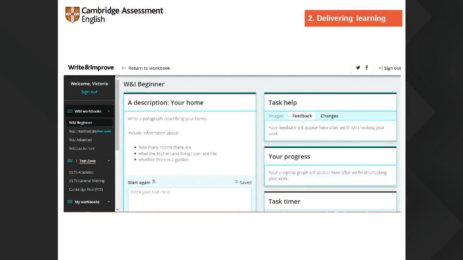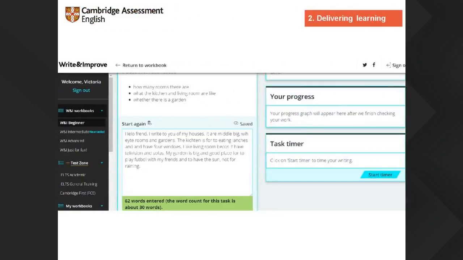So once you've signed up, you can choose tasks at beginner, intermediate, or advanced. I think, is that true, Victoria? Yeah. I chose a beginner task. This should look very familiar to some of you who prepare for Key. Write a paragraph describing your home. Include information about how many rooms there are, what the kitchen and the living room are like, and whether there is a garden. So I put on my A1 hat and I wrote this. Should look familiar to some of you who teach students at that level.